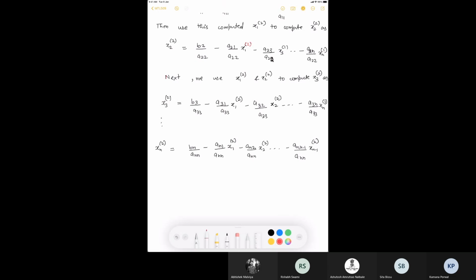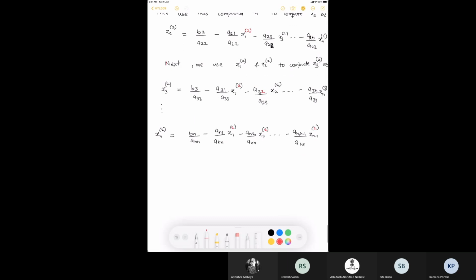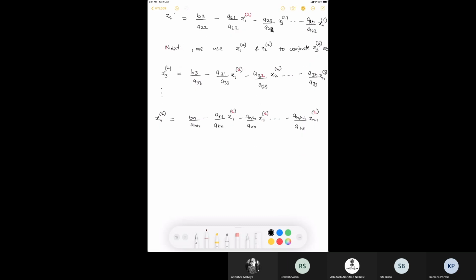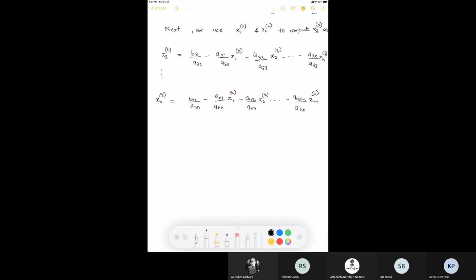So if you compare with the Gauss-Jacobi method, these are the components which are different. You are computing some information and using it to compute the next iterate. Now if I want to write the general iterate, that is the k plus 1th iterate, the ith component of the k plus 1th iterate.